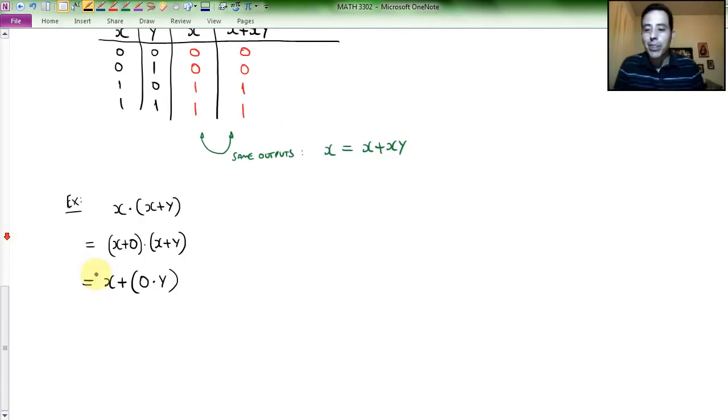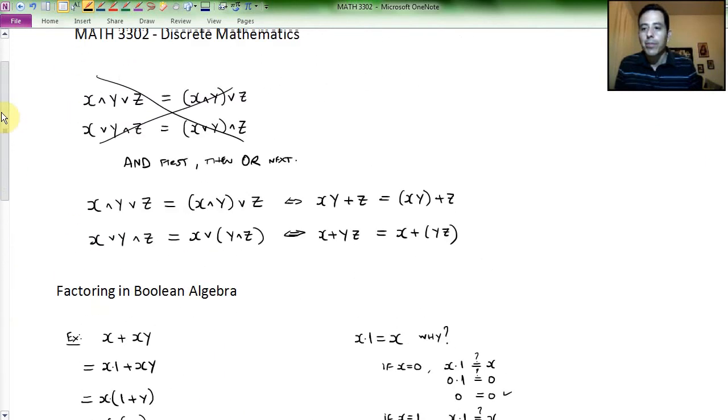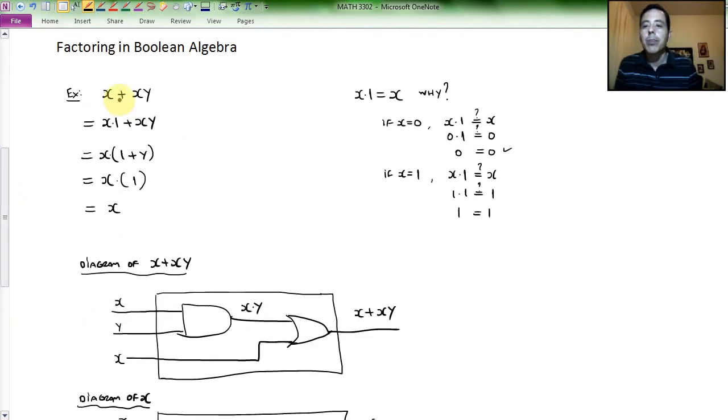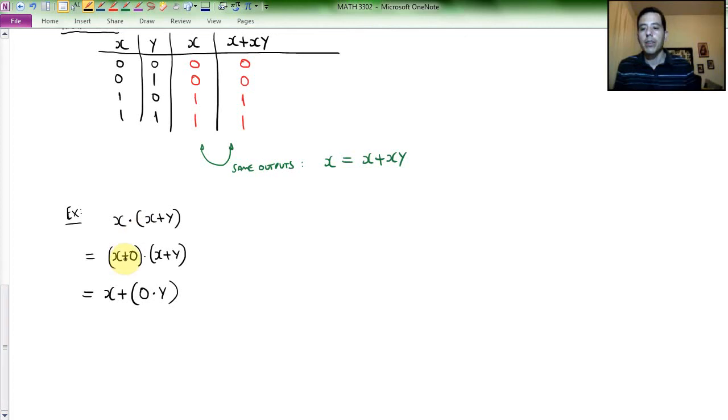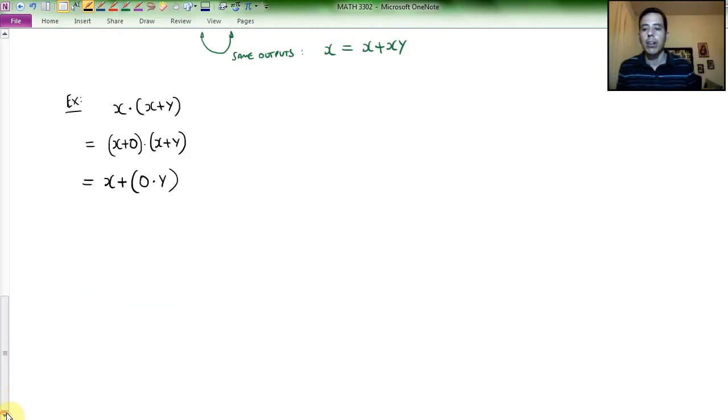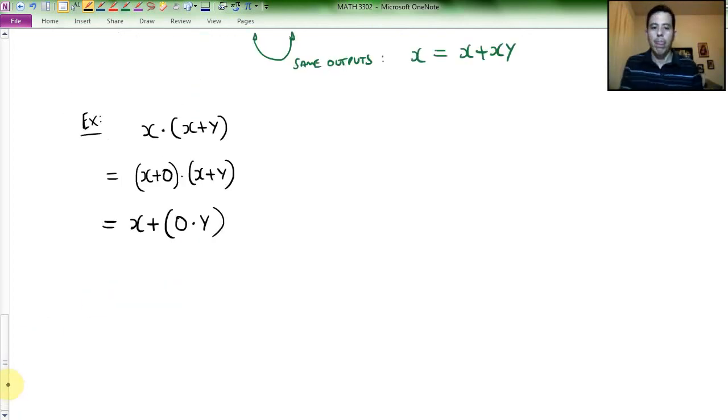Okay? So let's go back here. Here we're factoring the multiplication out. See, here's multiplication. We put it out of the parentheses. Here we factor the addition. Here's addition. We put it out of the parentheses here. What's left is the 0 and the y. Okay, now x plus 0 times y, that's 0. X plus 0 is simply x. So it turns out that this expression is the same as this one.